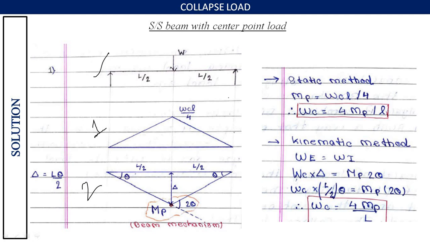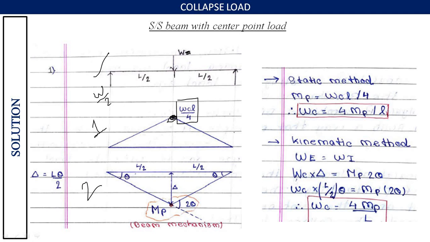So for this beam the reaction will be W by 2, and the moment at this point will be W by 2 into L by 2. So it will be W L by 4. The maximum moment at this point will be W L by 4. We have to consider it as a collapse load, so we will write it as WC. So it will be WC L by 4.